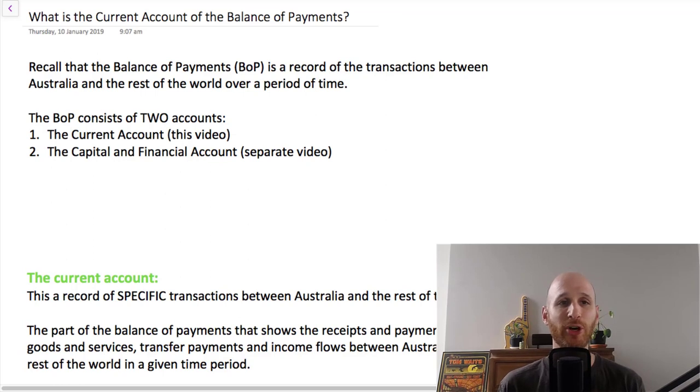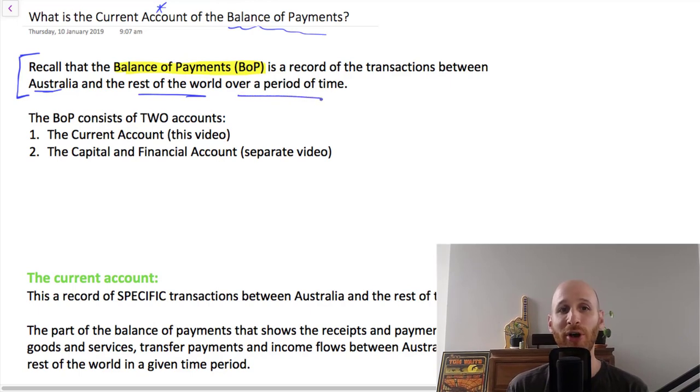So our focus in the video is what is the current account of the balance of payments. Now, remember, don't forget that the balance of payments is a record of the transactions between Australia and the rest of the world over a period of time. And the balance of payments consists of two distinct but related accounts: the current account, which is what we're going to look at in this video, and the capital and financial account, which is a separate video.